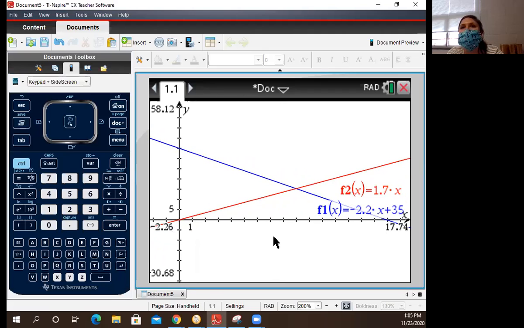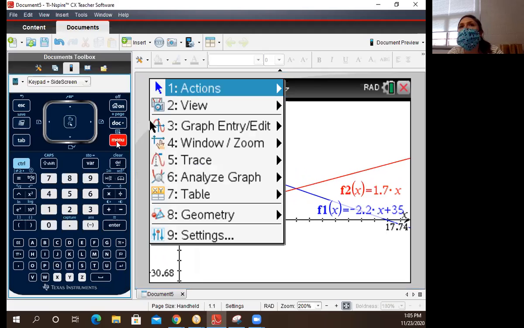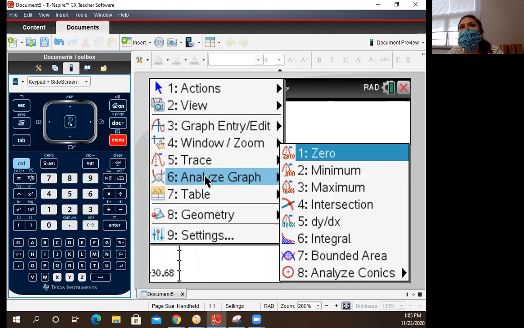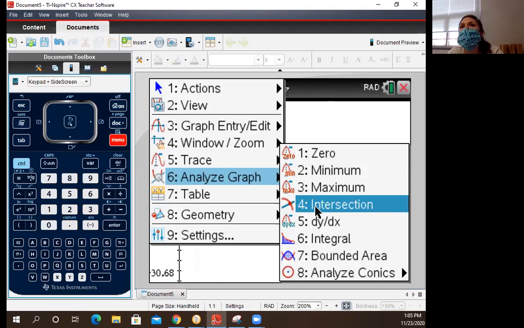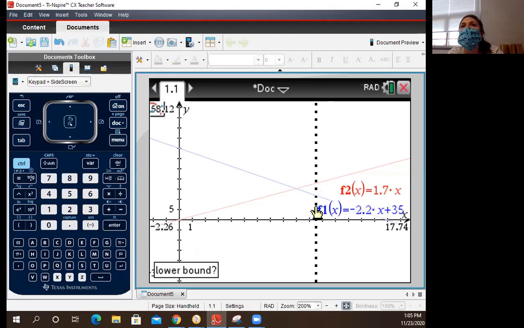Now, anytime we're using our calculators to graph, you do not, and you should not, guess. Your calculator can tell you exactly where intersections and x and y intercepts and minimums and maximums are. It can tell you exactly. You do not need to guess. So to get it to tell me where that intersection is, I'm going to hit the menu key and then go down to Analyze Graph. And we want to know where that intersection is, so I'm going to choose intersection from that menu.